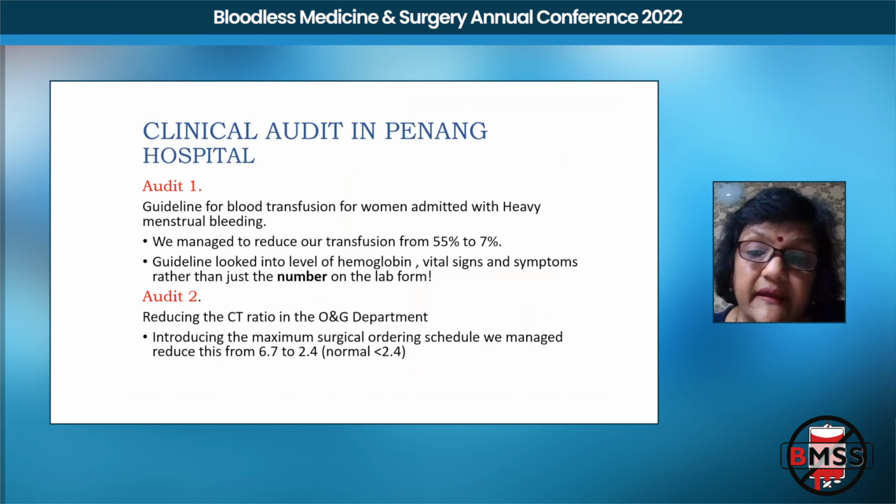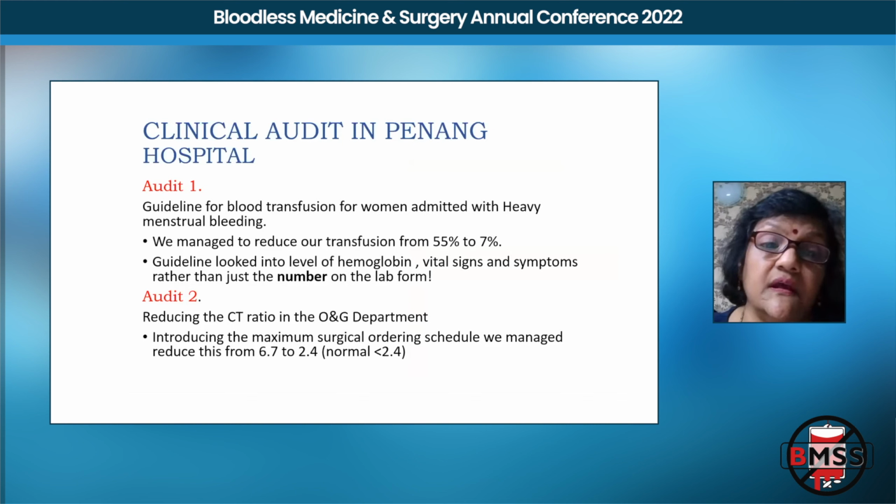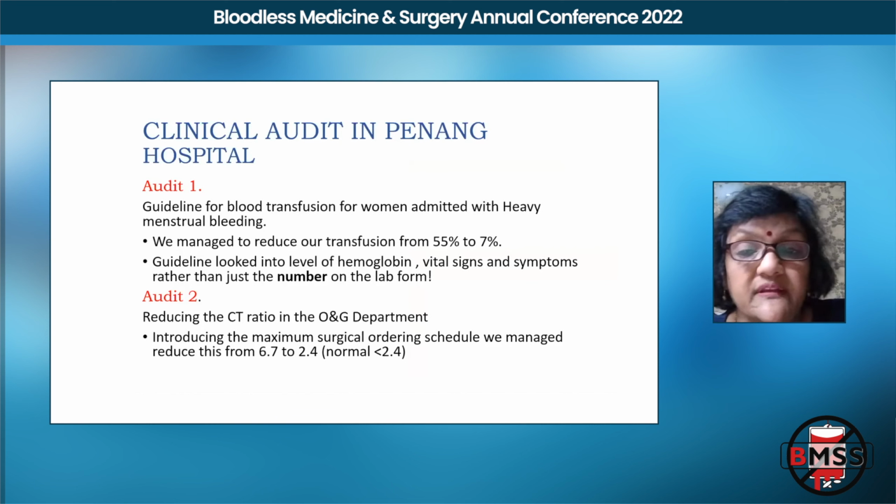In our hospital in Penang, relating to this topic, we have done a couple of audits from the year 2007. The first audit was done when we realized that many women admitted with heavy menstrual bleeding were actually given blood transfusion. And what happened was the junior doctors were just looking at the number on the blood form and transfusing patients. So we prepared a new guideline where we had to assess the patient as a whole, looking at the hemoglobin, the vital signs, and the symptoms, and whether the bleeding was controlled with other medication or measures. And with that, we were able to reduce our transfusion from 55% to 7%.